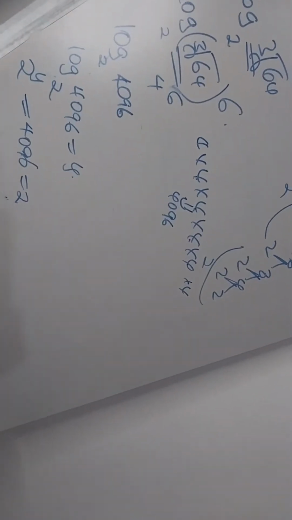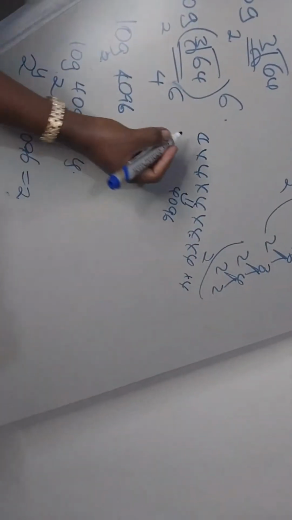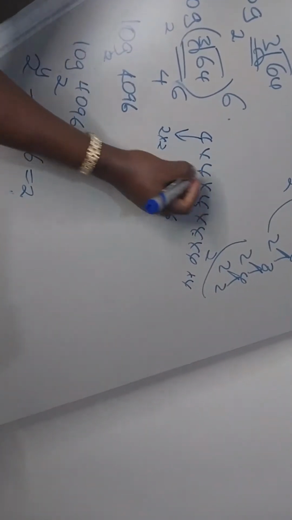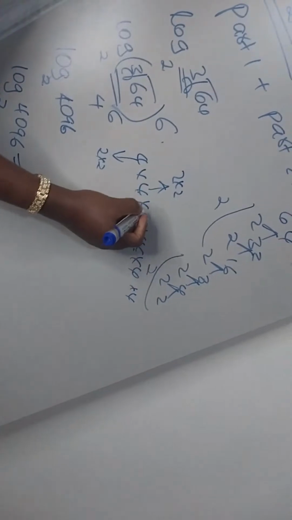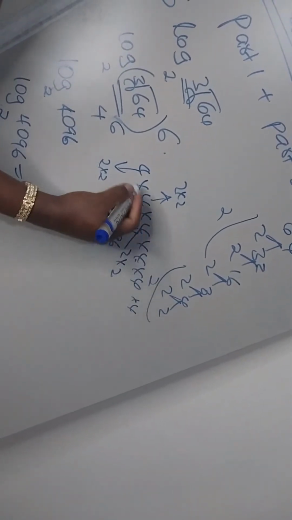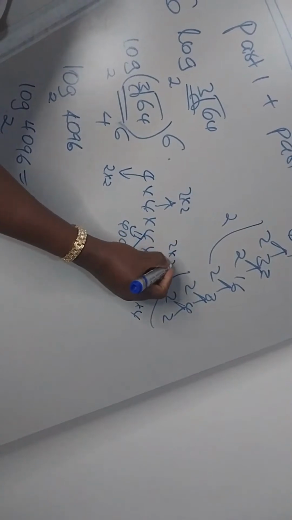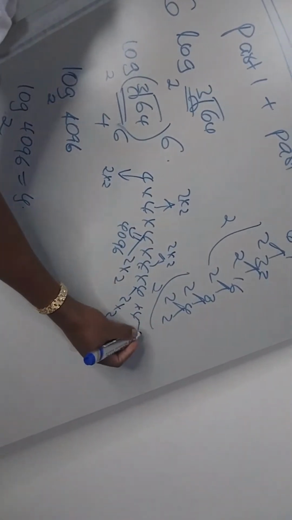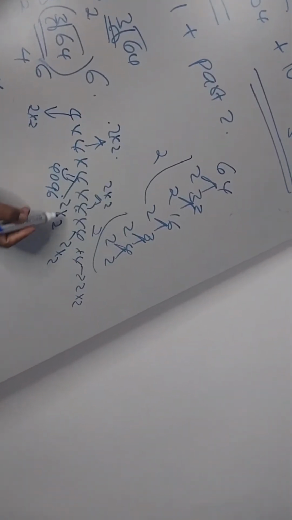Learner, allow me to use what I have here to find how many 2's give us 4096. This is 2 times 2, 2 times 2, 2 times 2. Now let us count all these 2's, because they are giving us 4096. How many 2's give 4096? 1, 2, 3, 4, 5, 6, 7, 8, 9, 10, 11, 12. So instead of writing 4096, you can choose to write 2 to power 12.